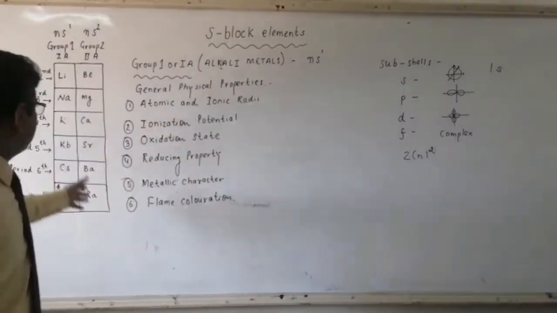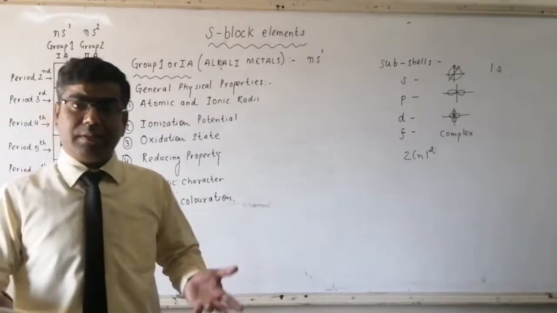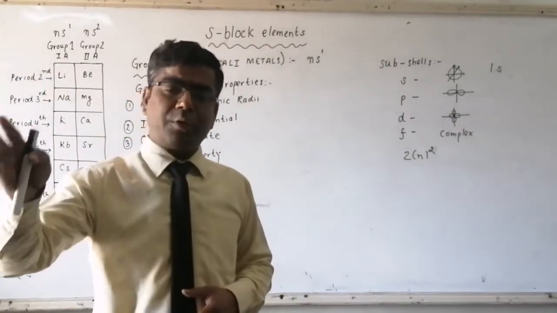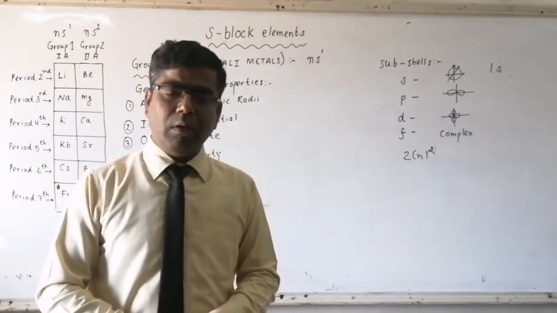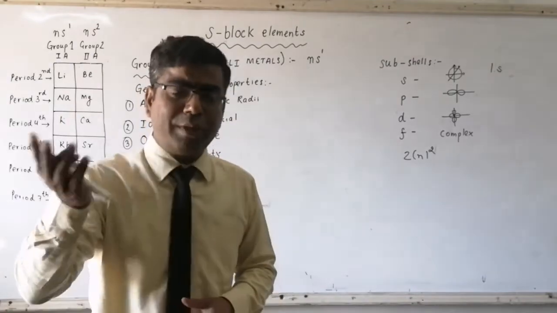If we move from top to bottom, what will happen? Atomic size increases, due to which the force of attraction between the valence shell electron and the nucleus decreases. Value of IP will decrease. Less energy will be required to remove the electron.